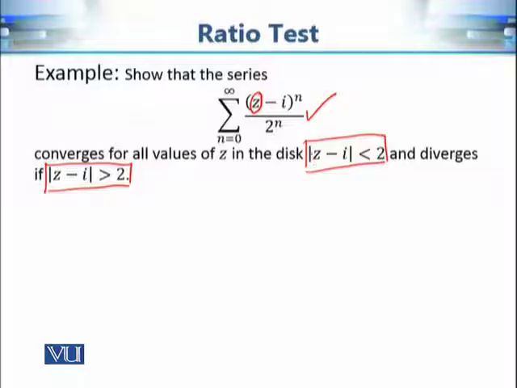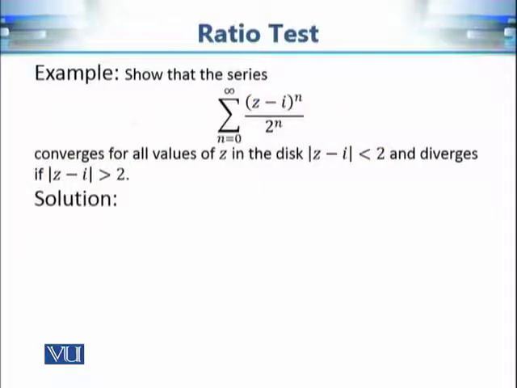So whenever the modulus of z minus iota is less than 2, then this series converges. Whenever we take z such that the modulus of z minus iota is strictly less than 2, then this series will be converging. And whenever we take a value of complex number z such that the modulus of z minus iota is strictly greater than 2, then this series will be divergent. Now let's see how we can use this ratio test to prove this result.